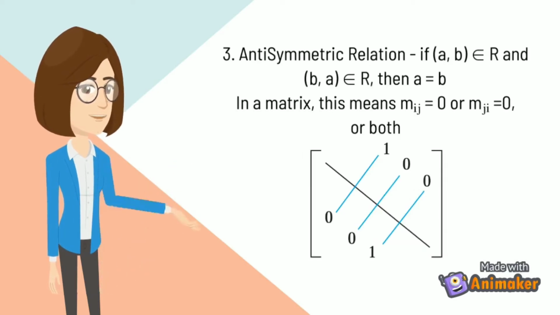For a relation to be antisymmetric, we need to look if A, B is in the relation, and B, A is in the relation, then it implies that A is equal to B. To determine visually using a matrix, it means that either Mij has to be 0, or Mji has to be 0, or both, but they can't both be 1, otherwise it is not antisymmetric.